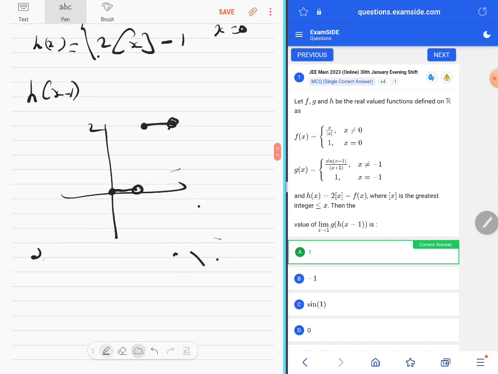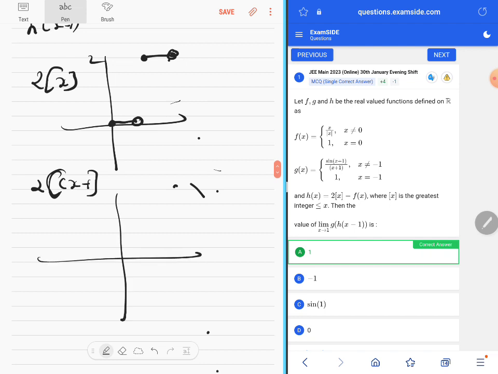But if I'm going to do 2 times greatest integer function of x minus 1, so you know that when greatest integer function of x minus 1, let's take this value here, let's say when x is 0, it is getting to minus 2. When x is 1, the y value itself is 0. Y is equal to minus 2.